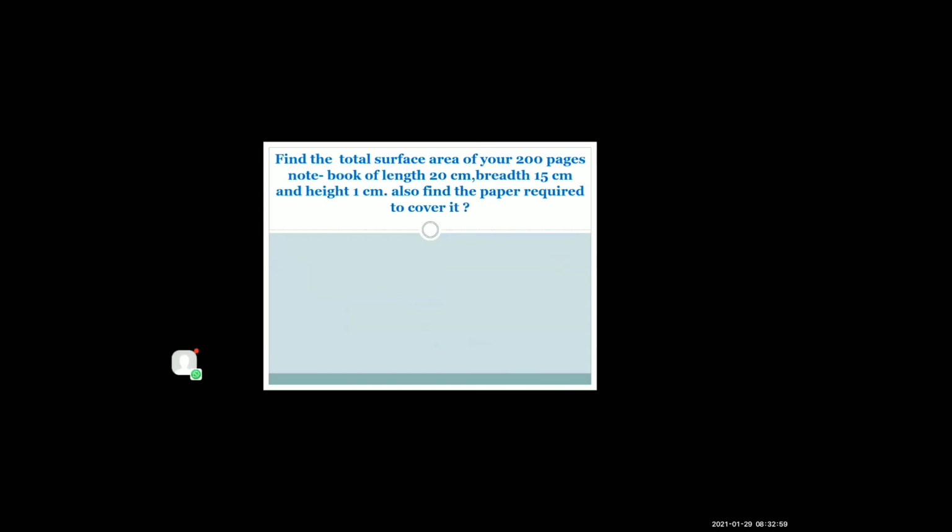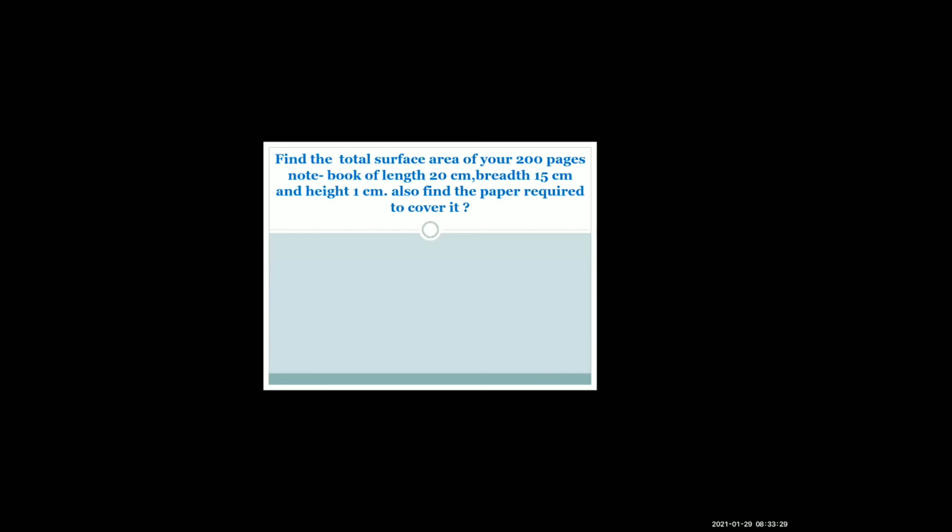If you look at it, I've given a question so that if you can see the book, you'll know how much area it has. See the question carefully. Find the total surface area of your 200 pages notebook of length 20 centimeters, breadth 15 centimeters, and height 1 centimeter. So here you are going to find the total surface area. The simple formula for the total surface area of a cuboid is 2 into LB plus BH plus LH.